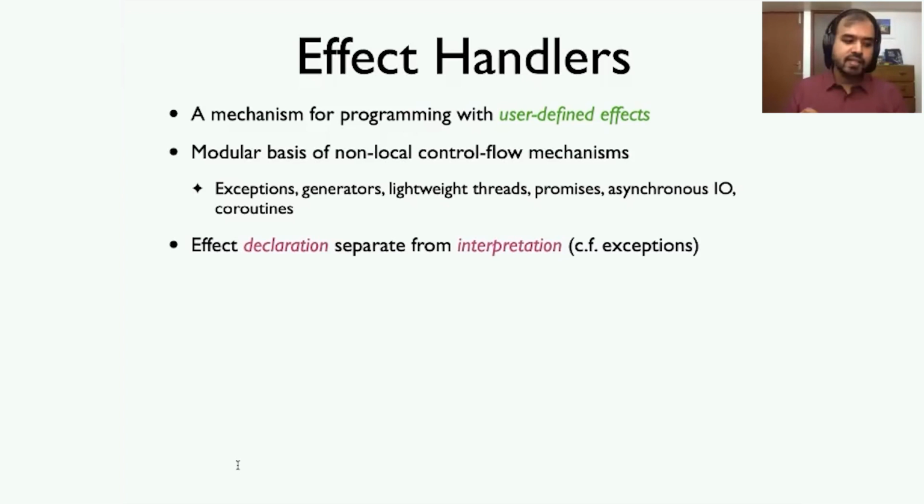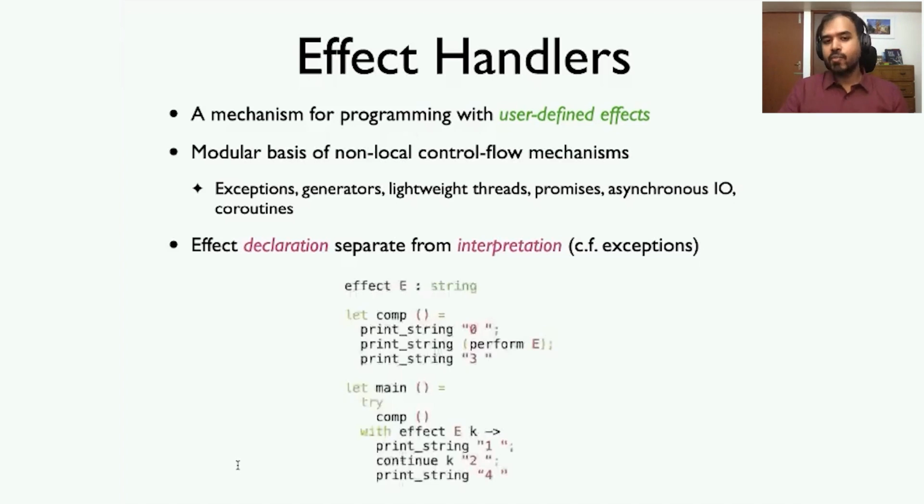And the key reason why effect handlers are so expressive is that the effect declarations are separated from the interpretations. In the same way, exception declarations are separated from what we do when we handle an exception, which is given by the exception handler, right? Because effect handlers are similar to exception handlers, we borrow similar syntax. So here is a program that uses effect handlers. I'll run you through this. The first thing that we have is an effect declaration, which says that E is an effect, which when performed returns a string value.